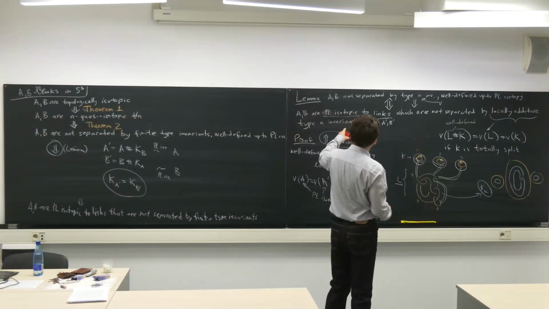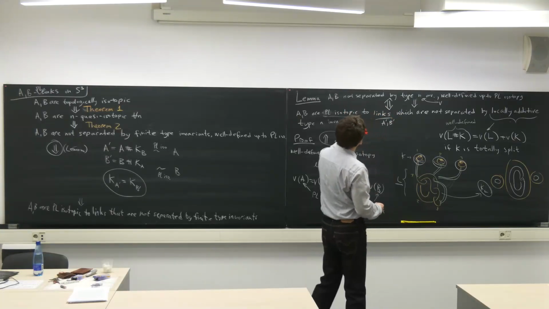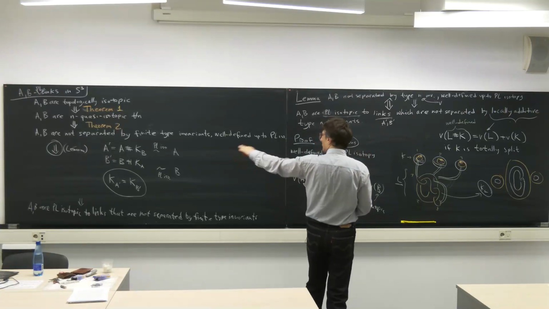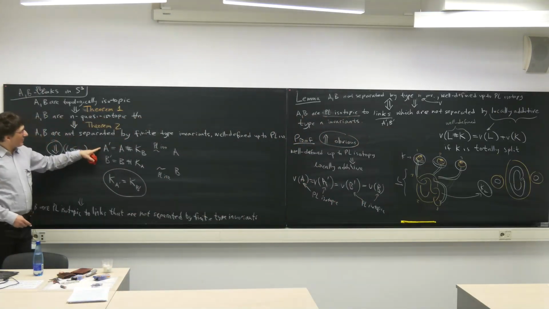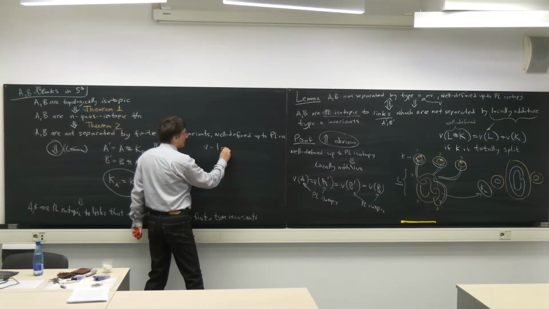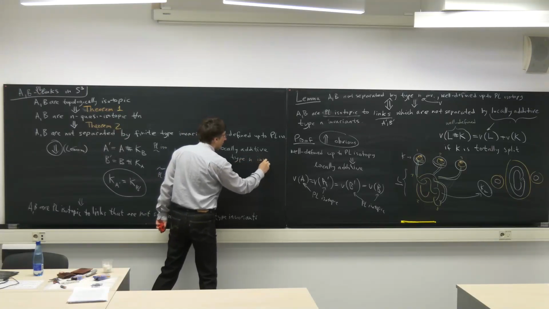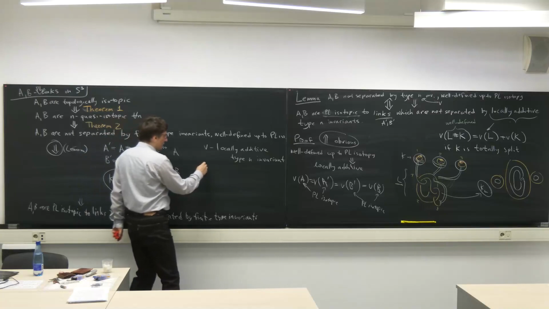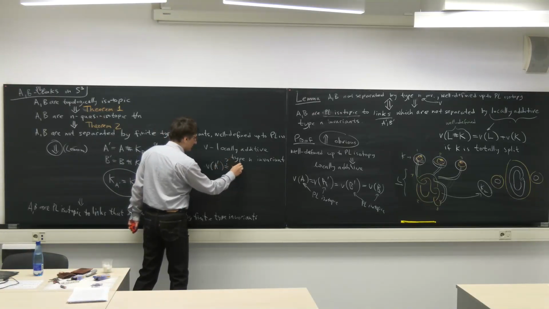Now let us prove the lemma using this construction. So I know that A and B are not separated by type n invariants, well defined up to PL isotopy. I want to show that A and B are PL isotopic to links A prime and B prime. These are those links which are not separated by locally additive type n invariants. So it remains to show that A prime and B prime are not separated by locally additive type n invariants. Okay, suppose V is a locally additive type n invariant. So I want to show that V of A prime equals V of B prime.